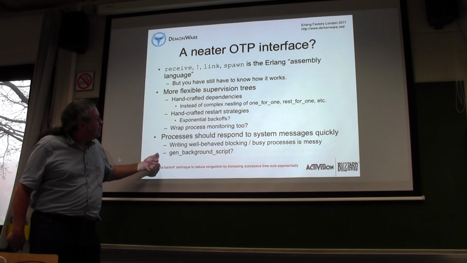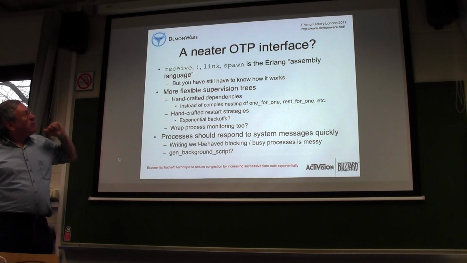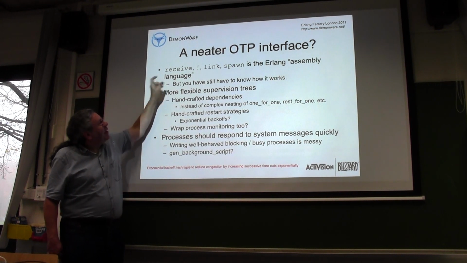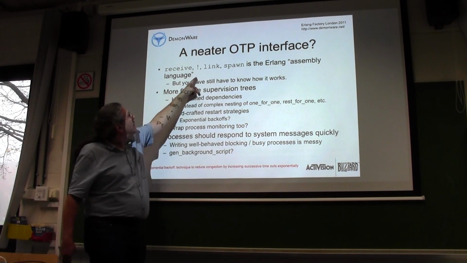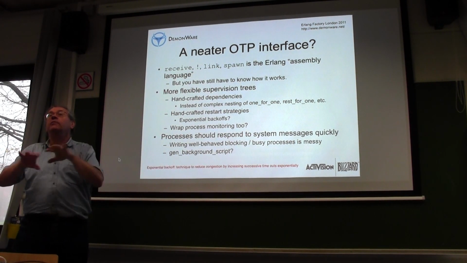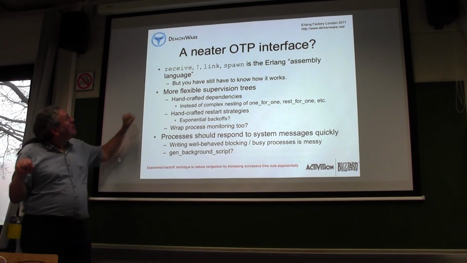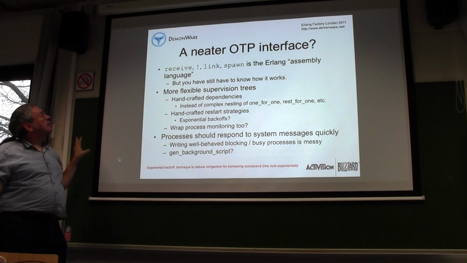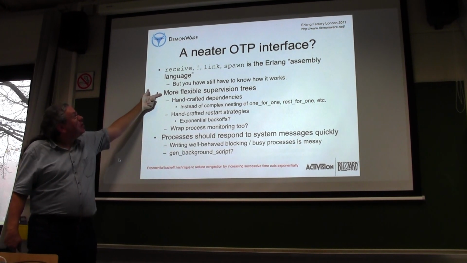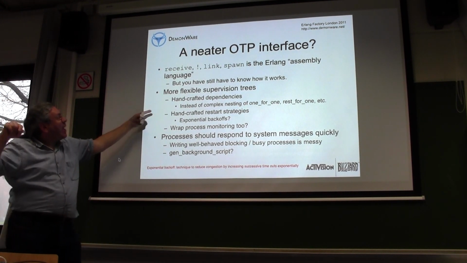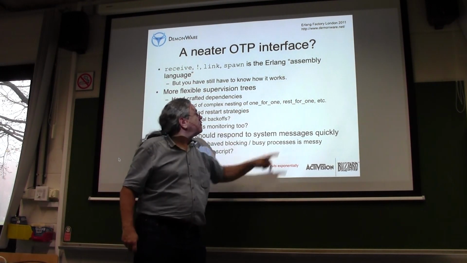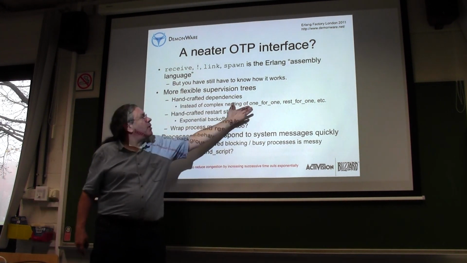Here is a very nice slide. They want improvements in OTP. This is actually what I like very much. Receive, send, link, spawn is like assembly language. It's very primitive; these are the primitives. So you don't want to use it. You still have to know how it works, but you don't use it. So what they want is more flexible supervision trees, with handcrafted dependencies. They want better ways. One for one, rest for one is kind of too primitive sometimes.